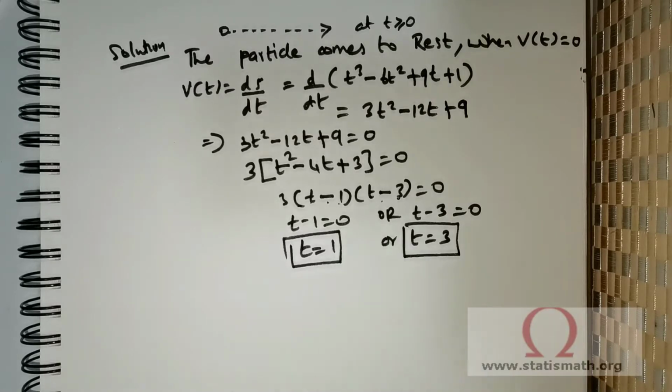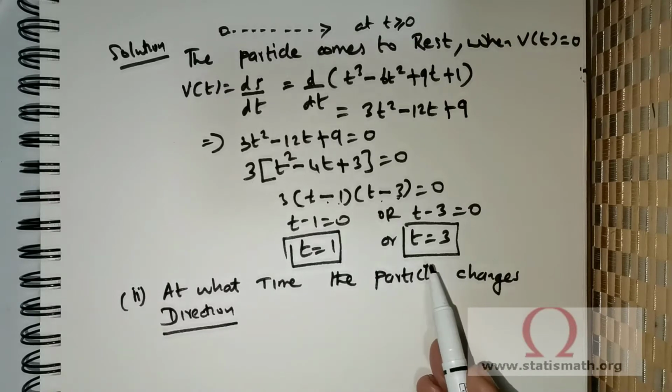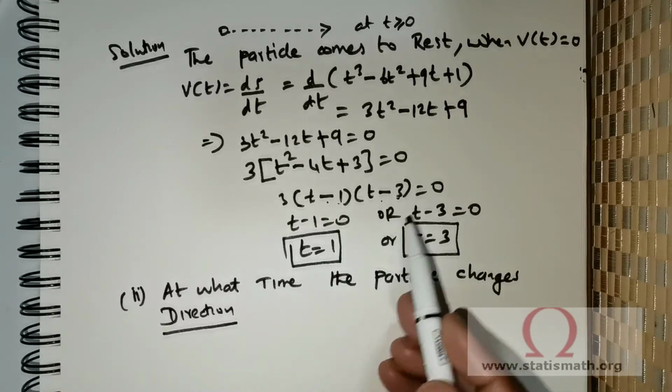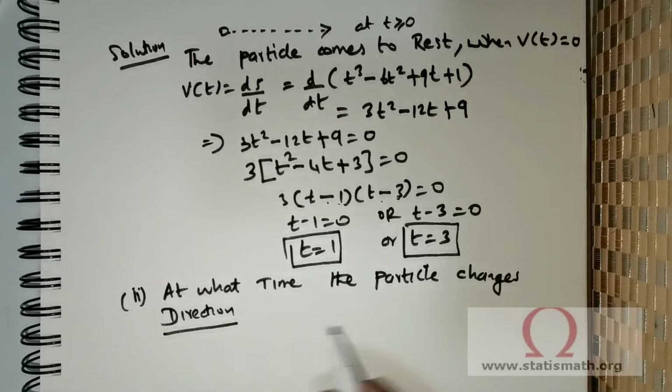Now we have to move to question 2. So having found that t = 1 and t = 3 are the two times when the particle comes to rest, we are moving to question 2. Question 2 wants us to find at what time the particle changes direction.